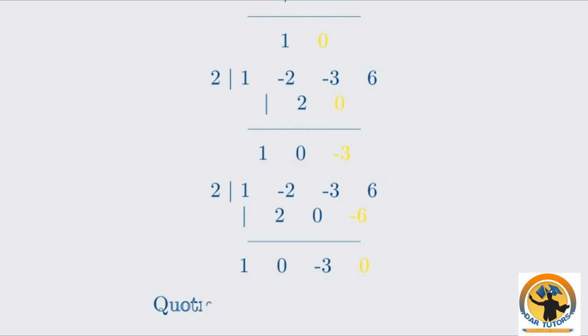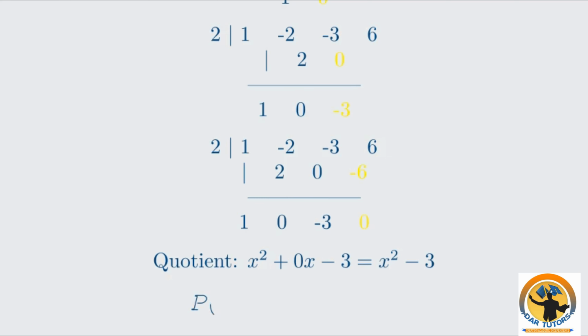Since we started with a cubic polynomial and divided by a linear factor, the quotient is a quadratic, x squared minus 3, so we can write p of x as the product of the divisor and the quotient, x minus 2 times x squared minus 3. To fully factorize, we need to factor the quadratic term x squared minus 3.